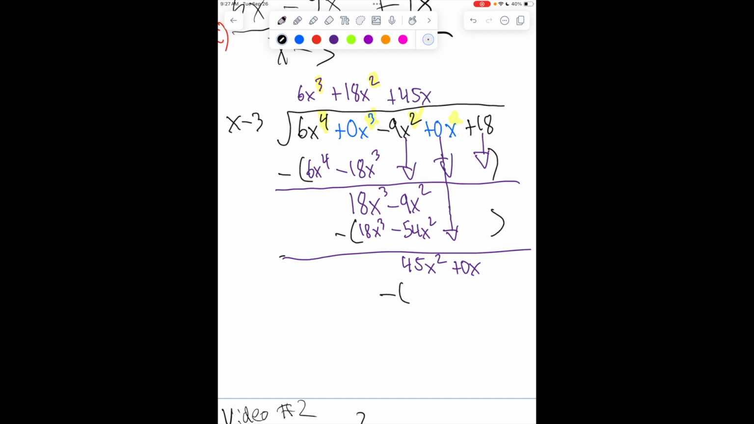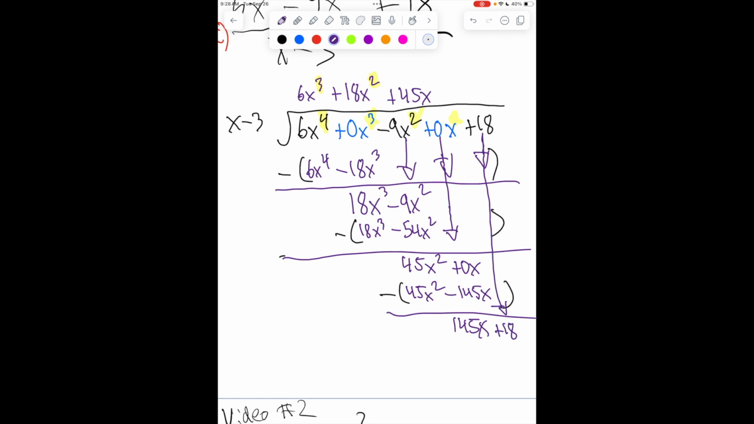Again, subtracting 45x squared. 45 times 3 is 145. So that's going to give me minus 145x. Again, the negatives cancel out, and I'm left with positive 145x. And then I'm almost done. I got to remember to bring this 18 all the way down here.